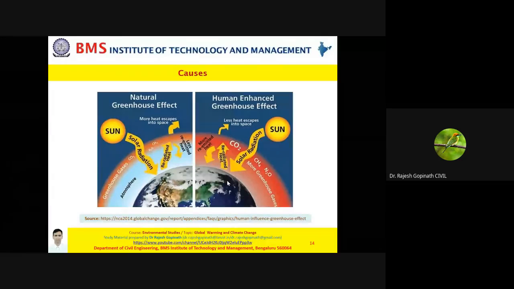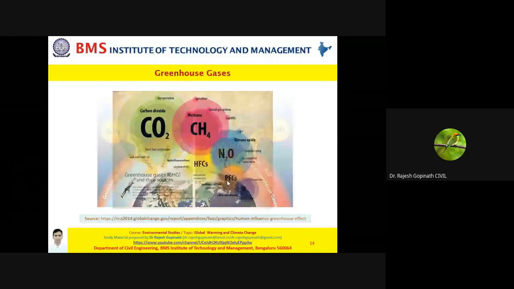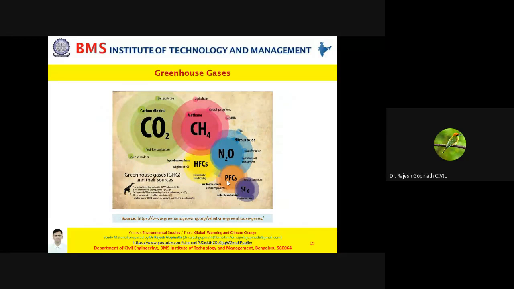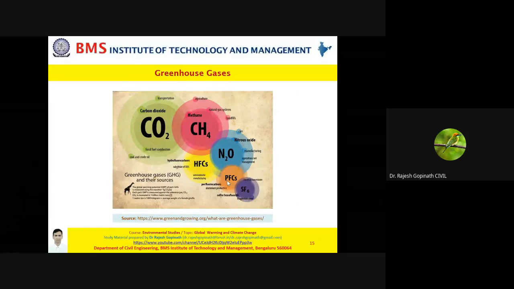So now, what or who is responsible for this? We are responsible for this because we are releasing more carbon dioxide, more methane, more oxides of nitrogen, okay, more hydrofluorocarbons. We are releasing more sulfur hexafluoride. We are releasing more and more greenhouse gases into the Earth's atmosphere.